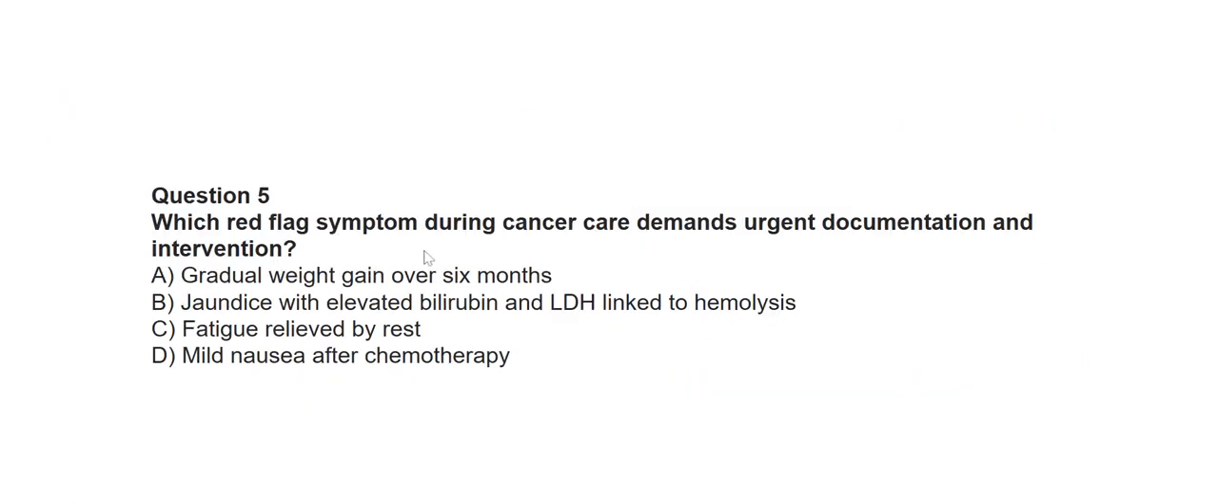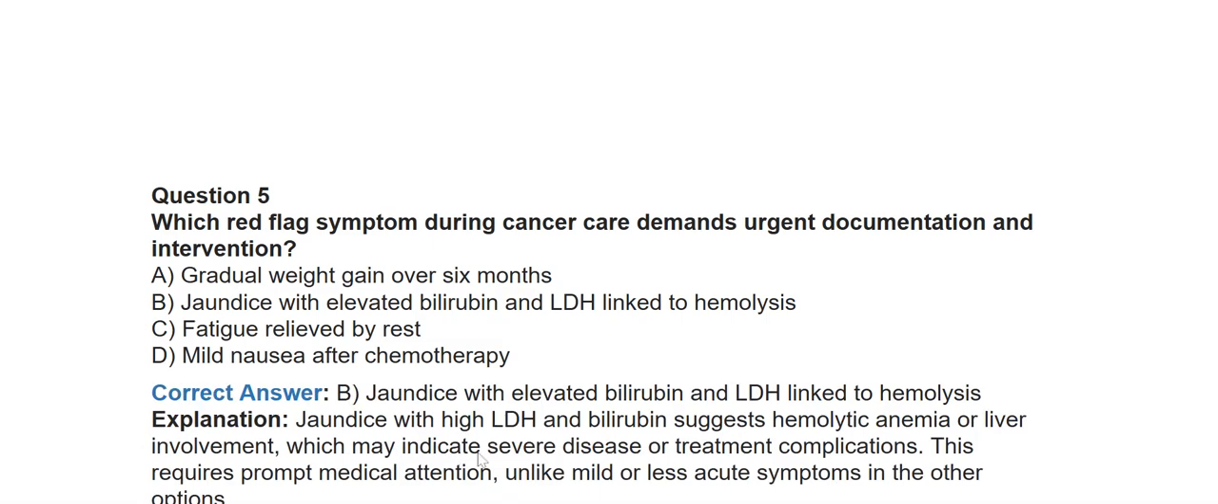Question 5. Which red flag symptom during cancer care demands urgent documentation and intervention? Is it A, gradual weight gain over 6 months? B, jaundice with elevated bilirubin and LDH linked to hemolysis? C, fatigue relieved by rest? Or D, mild nausea after chemotherapy? The answer is B, as jaundice with high LDH and bilirubin suggests hemolytic anemia or liver involvement, which may indicate severe disease or treatment complications. This requires prompt medical attention, unlike mild or less acute symptoms in the other options.